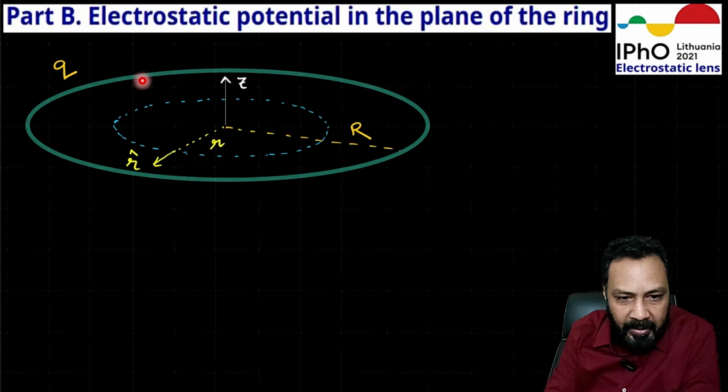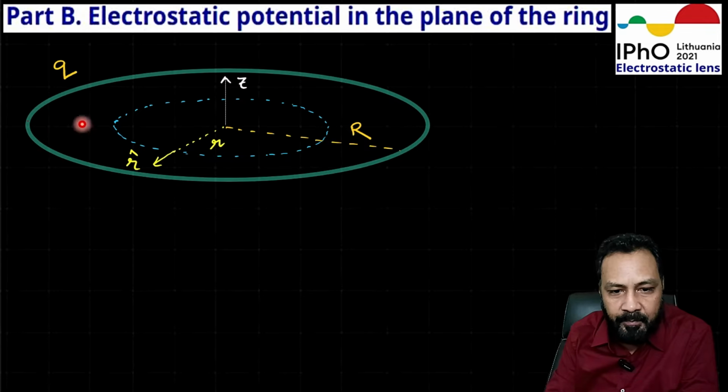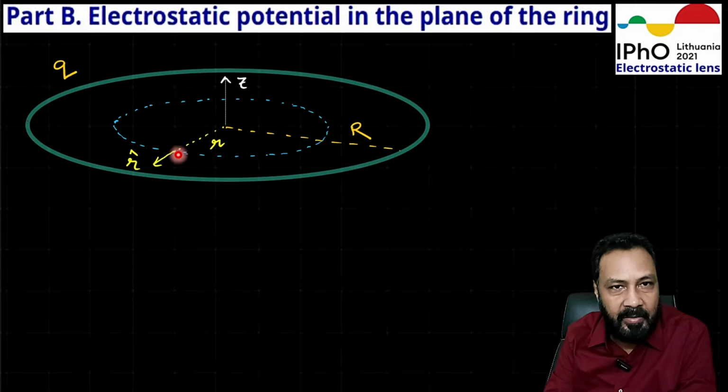So this is the plane of the ring. This is the axis, z axis, and we have to look at then the plane of the ring, the z is equal to 0 plane or the xy plane.